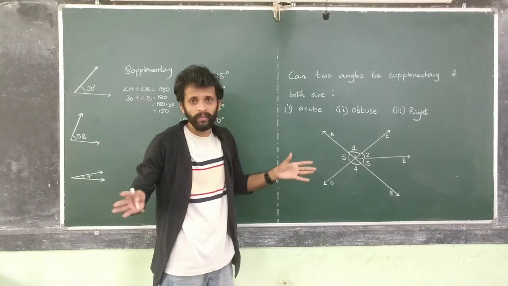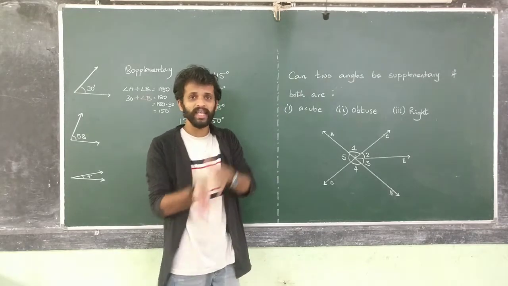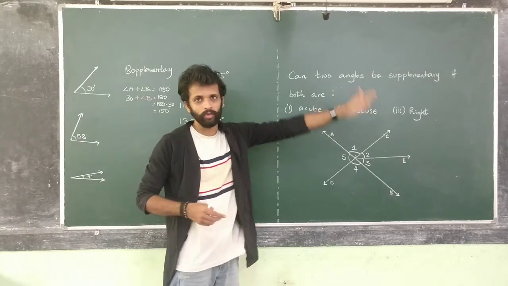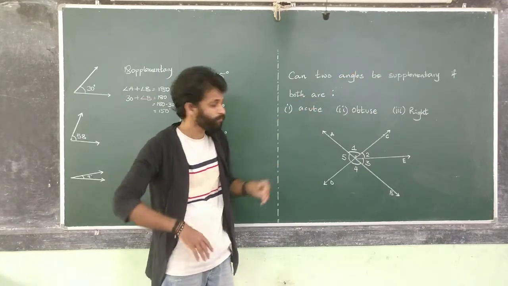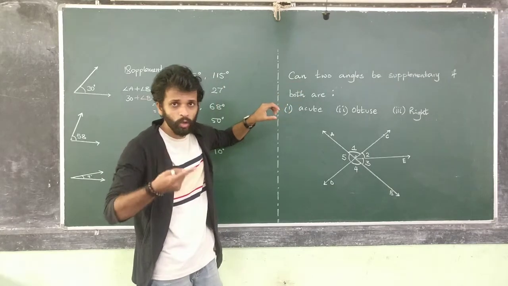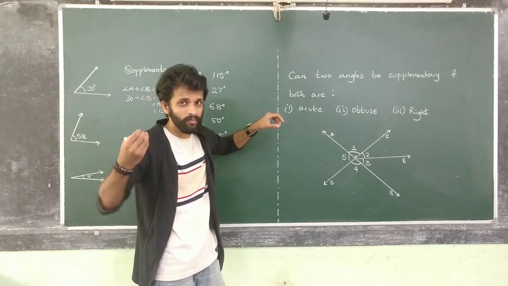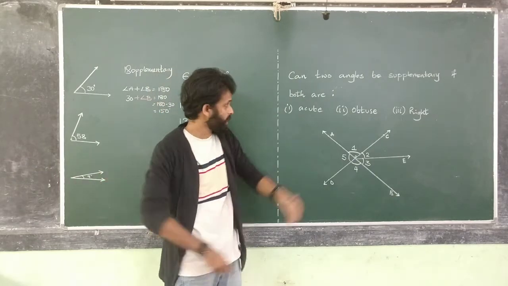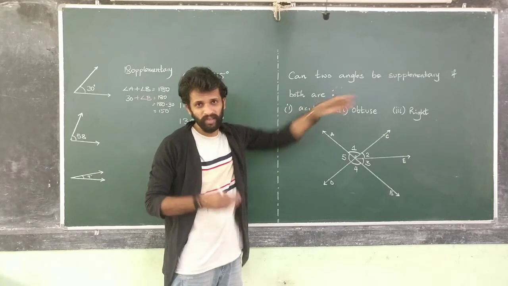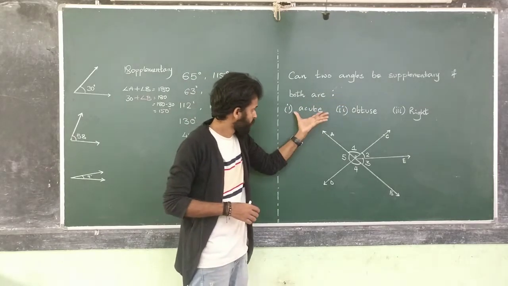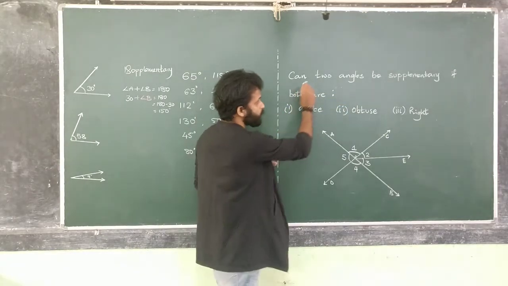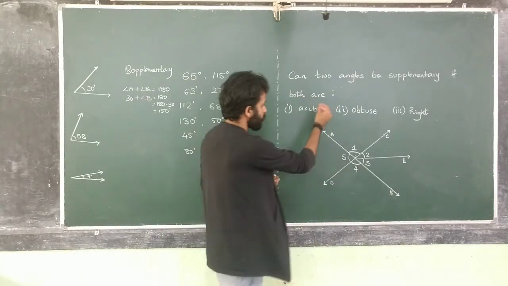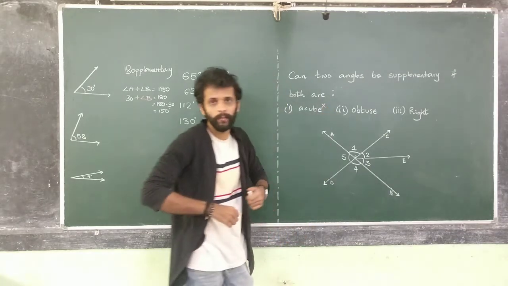They can never be supplementary because an acute angle itself is less than 90, which is 89, 88 and so on, or even 89.9. Even if we take the highest possible acute angle, that is 89.9 plus 89.9, it can never give you 180. It will be less than that, right? So can two acute angles be supplementary? No, they cannot be.